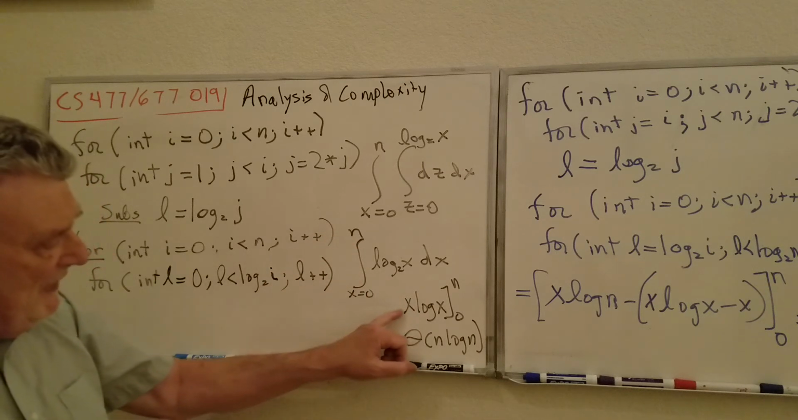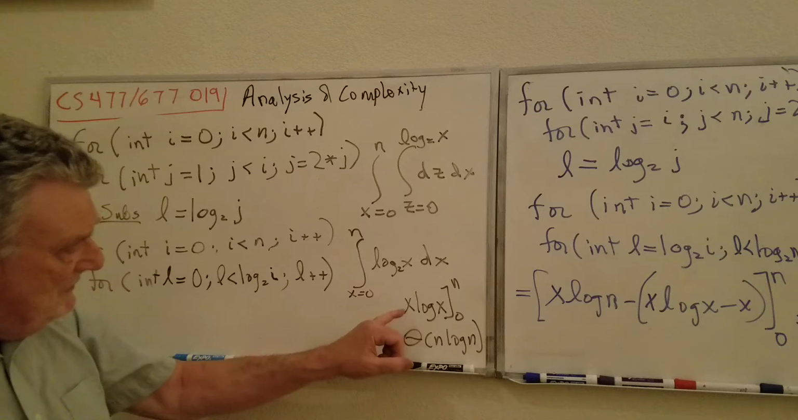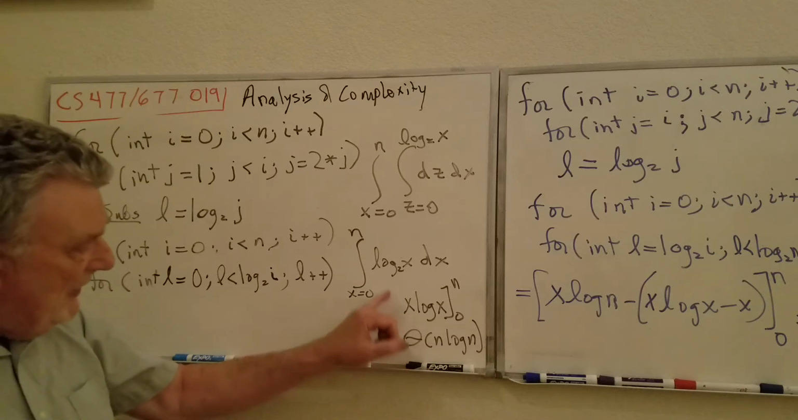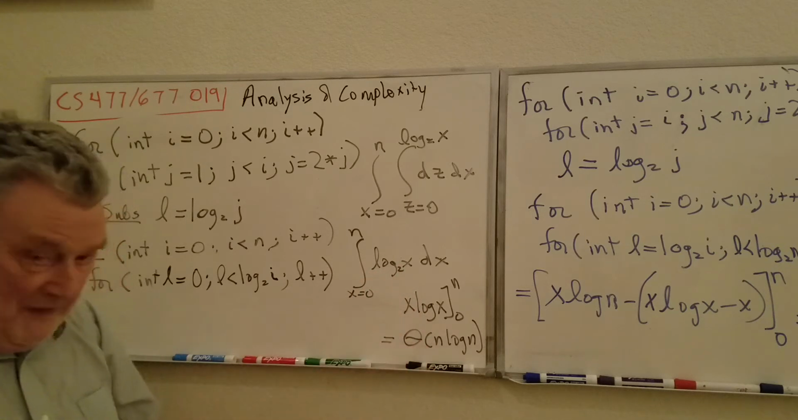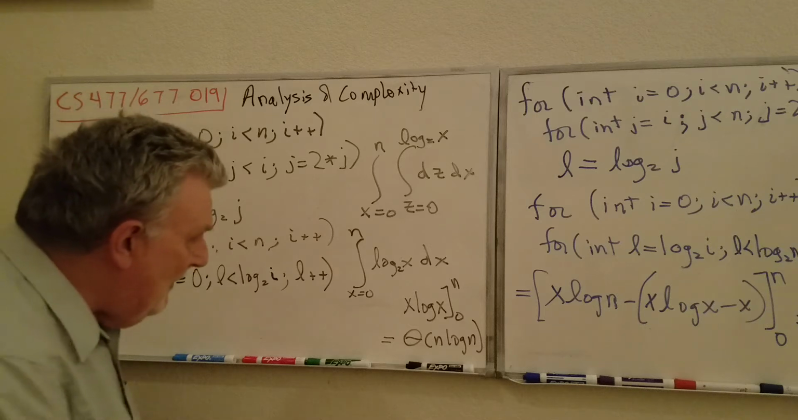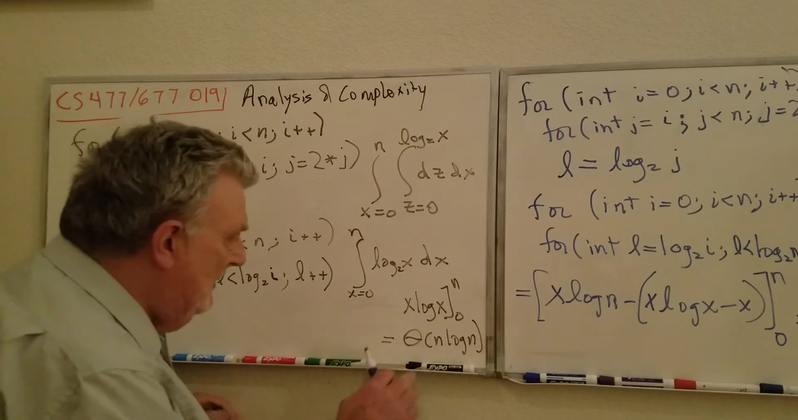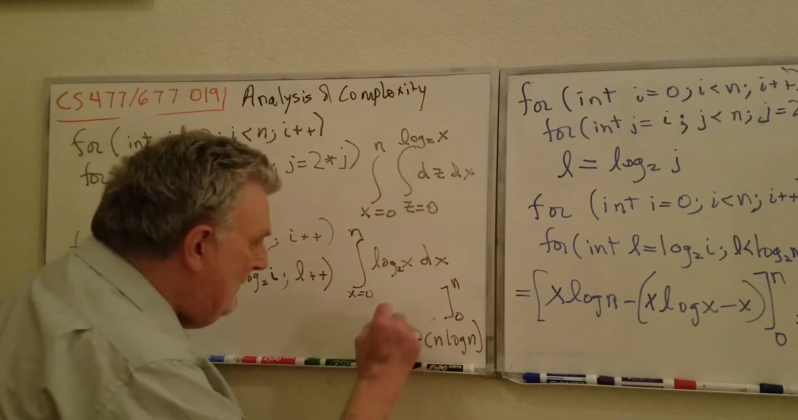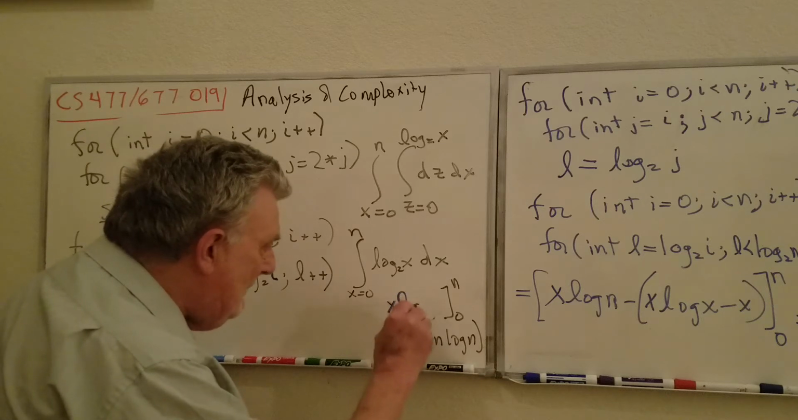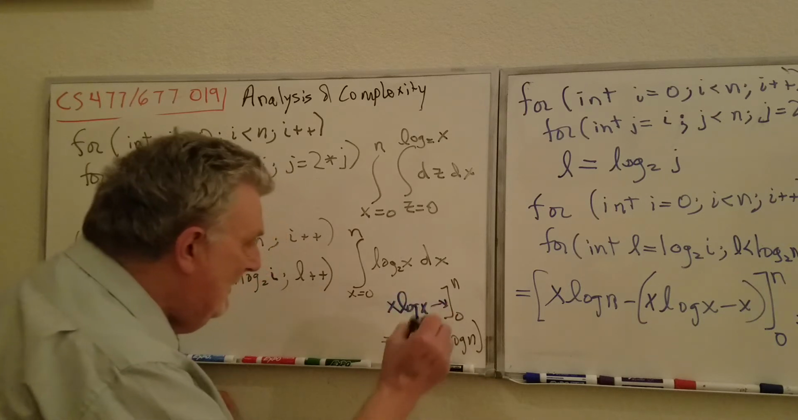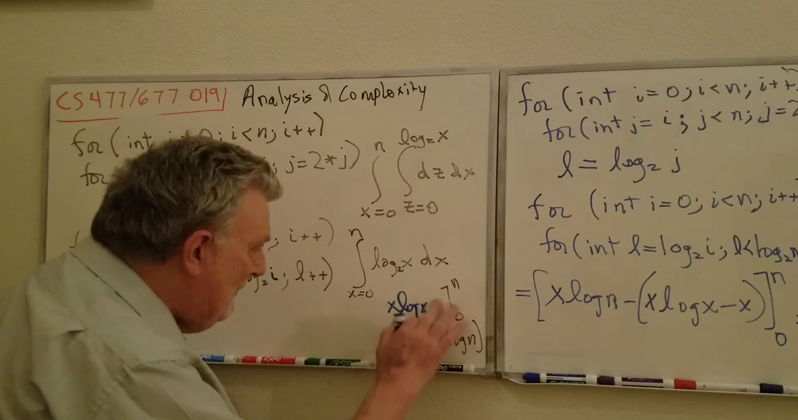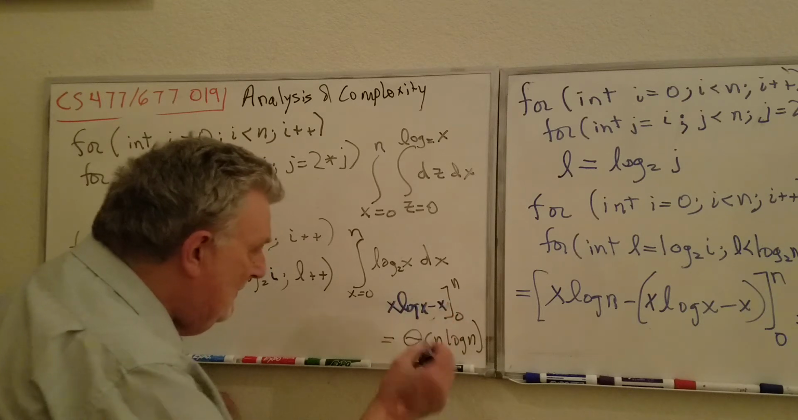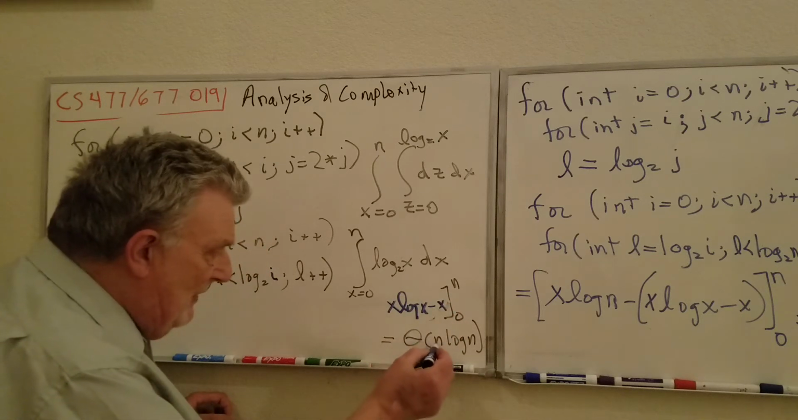Now when you integrate log x, you get x log x. It's actually x log x minus x. However, the minus x doesn't matter. And this second term makes no difference asymptotically. So the correct value is theta of n log n.